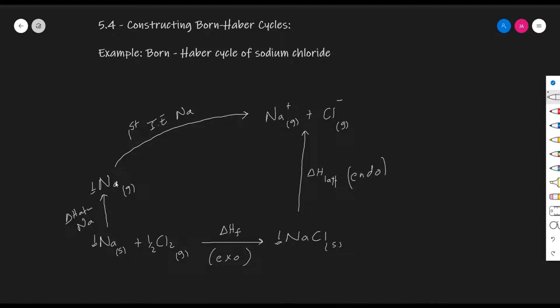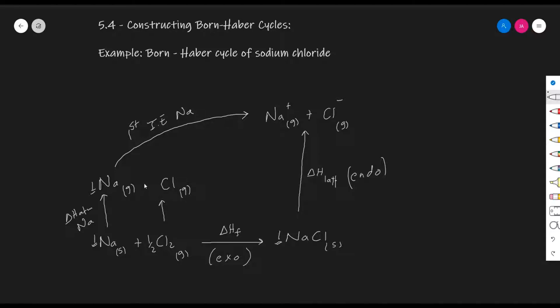And once this atom is in the gaseous state, I can ionize it, since the definition of ionization energy requires the atom to be in the gaseous state. The second thing I would do would be to convert the half Cl2 gas over here into a chloride ion. I would start by first atomizing Cl2 into 1 mole of gaseous atoms.